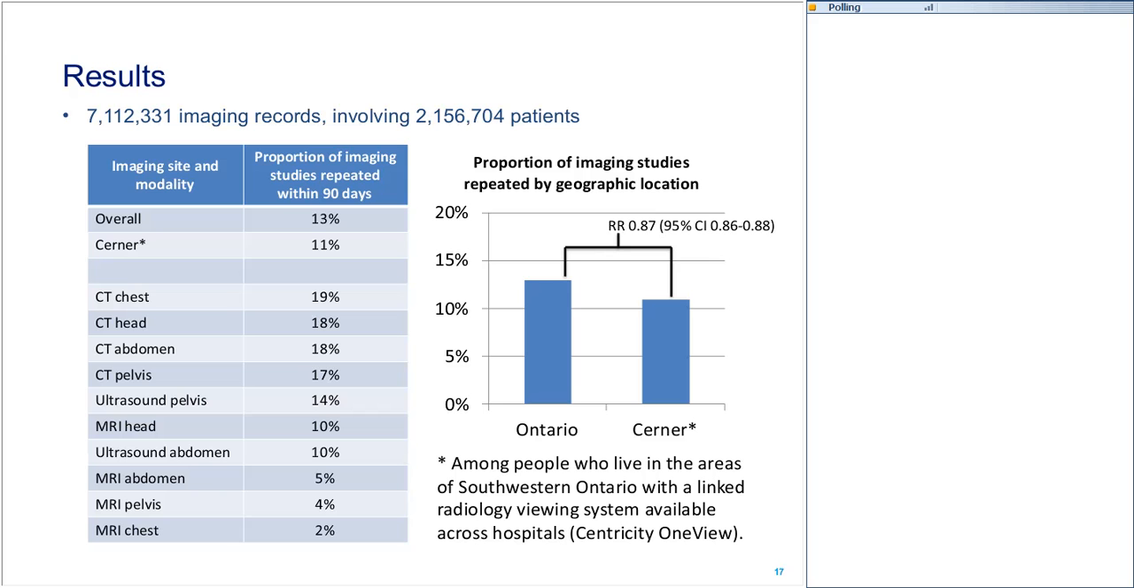So it may seem small, only 2%, but when you start multiplying that over millions of records and years of time, it adds up to be quite a lot of money as well. And that's it.